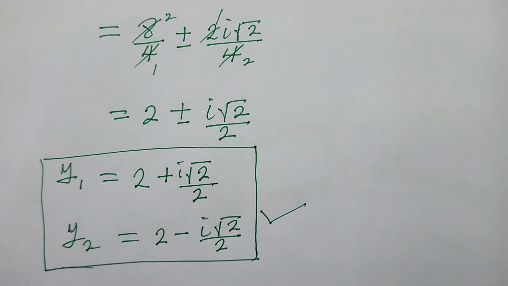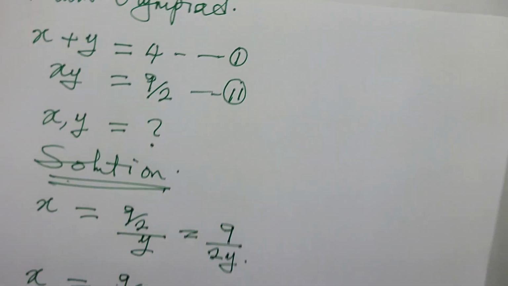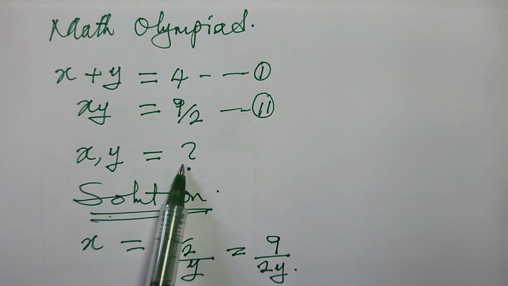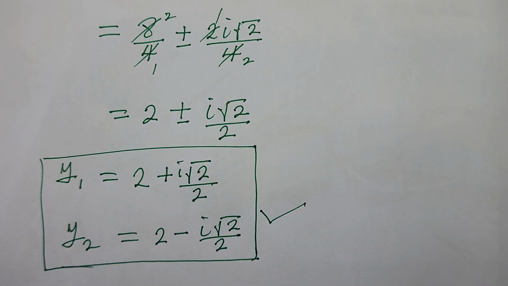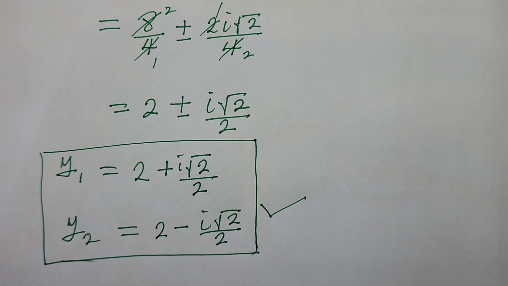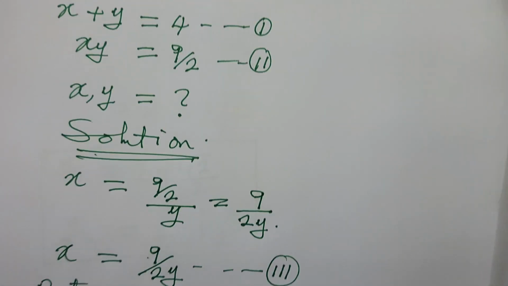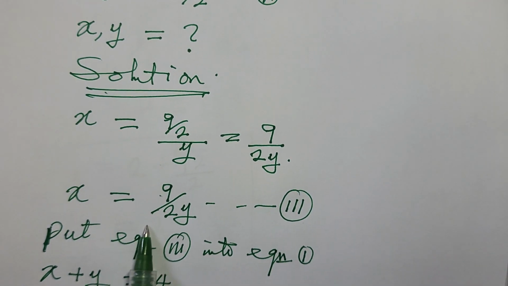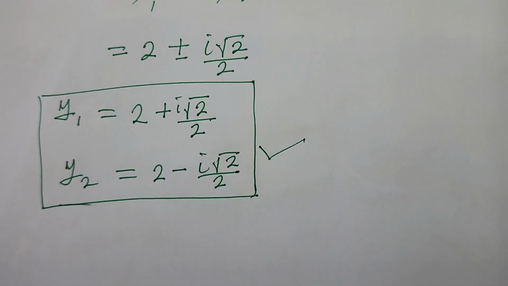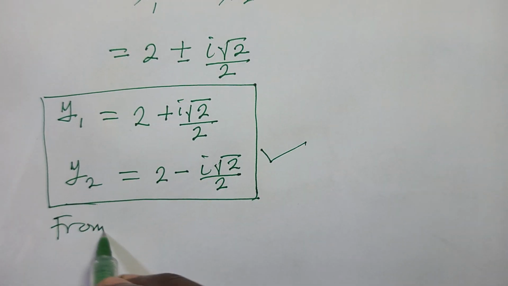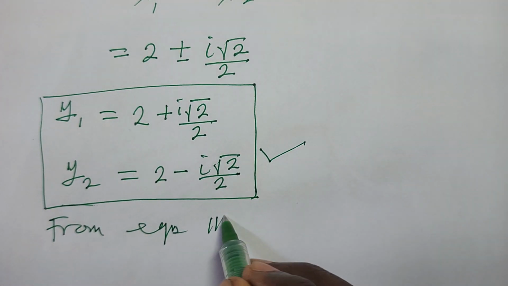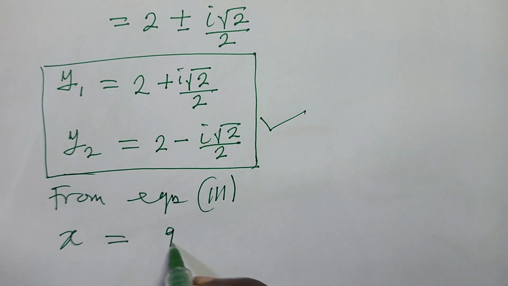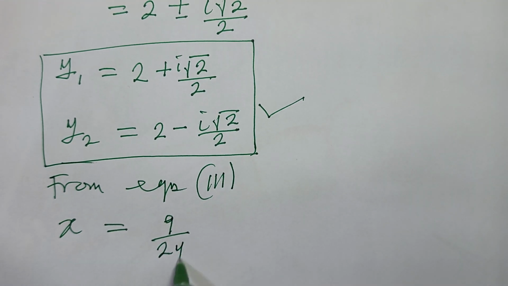Now, in the question, we're asked to solve for x and y. Look at the question here, what we're asked to look for here, right? Okay, x and y, right? So, how do we get our x from here? We have to consider our equation 3, because in our equation 3, we've made x the subject of the formula already. So from here, we can easily say from equation 3, so what is our equation 3? We have x is equal to 9 all over 2y.